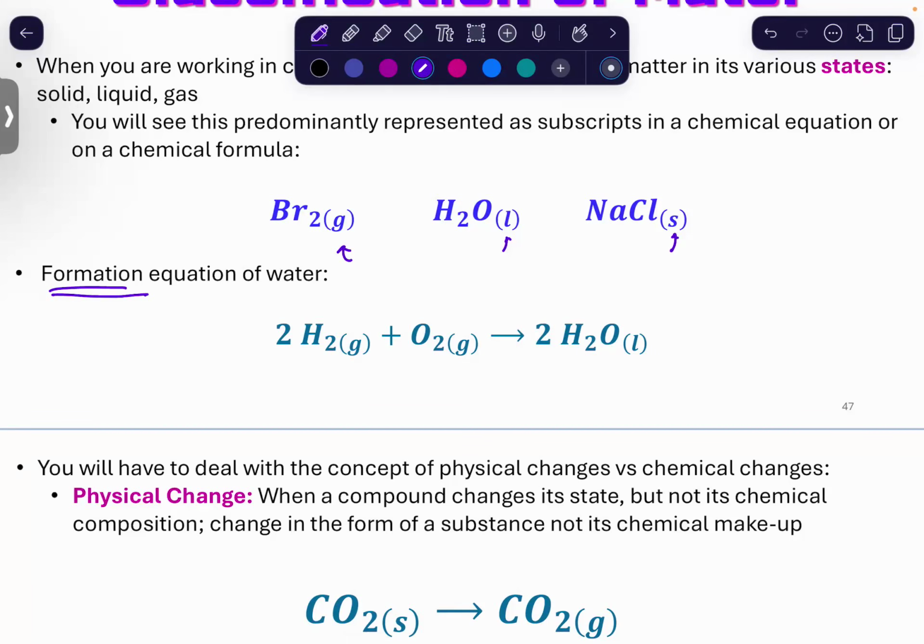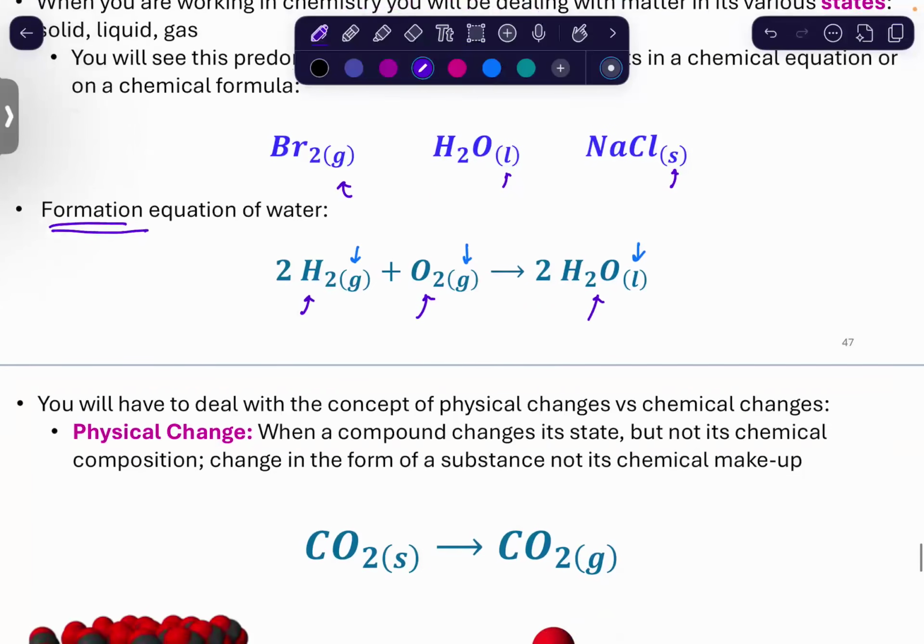But anyway, your formation equations are going to have the elements that a compound is made from coming together in the proper stoichiometric amounts to make the substance itself. So here you see the element hydrogen. H2 is the elemental form of hydrogen gas. O2 is the elemental form of oxygen gas. Those two mix to form water. But here you see the phase, the gas, and the liquid. So those are your states.